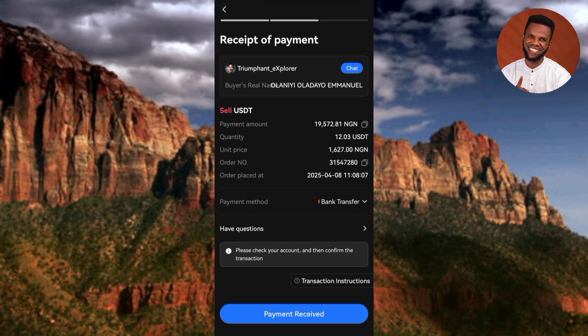So guys, this is how it works. You must make sure that the buyer has released the money into your bank account before you release your USDT, before you tap on payment received. So guys, this is how you can sell your Bitcoin or any other cryptocurrency here in your Gate.io account using the P2P trading platform.